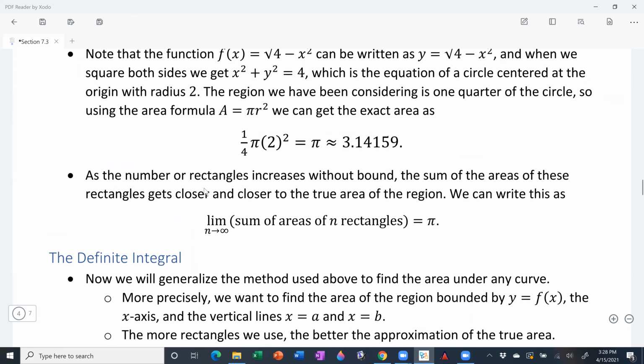As the number of rectangles increases without bound, the sum of the areas of these rectangles gets closer and closer to the true area of the region. We can write this as the limit as n approaches infinity of the sum of the areas of n rectangles equals pi for this example. Awesome stuff. Kind of like doing calculus before we even knew what calculus was.